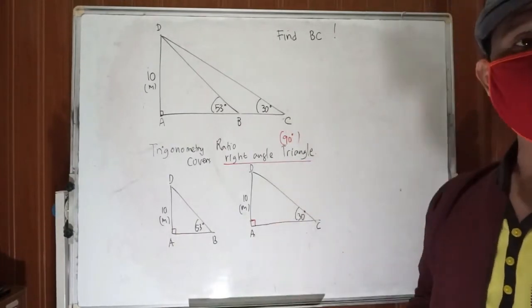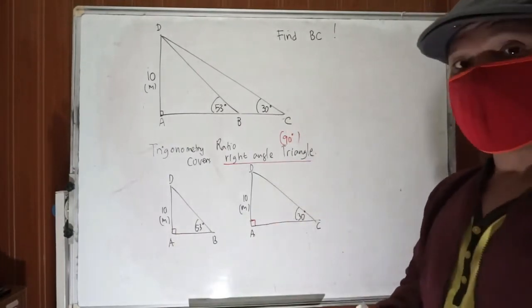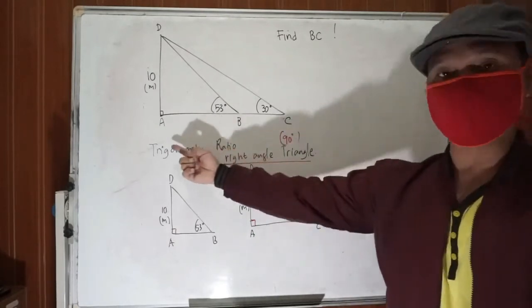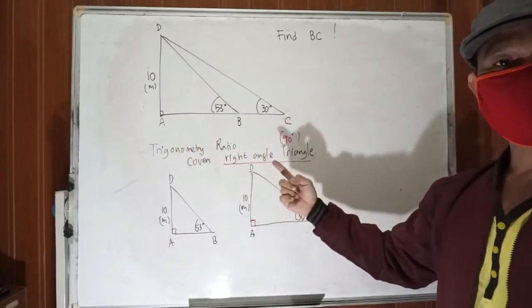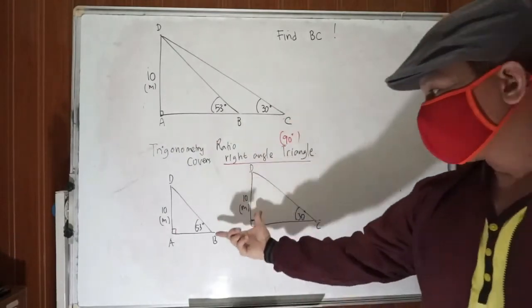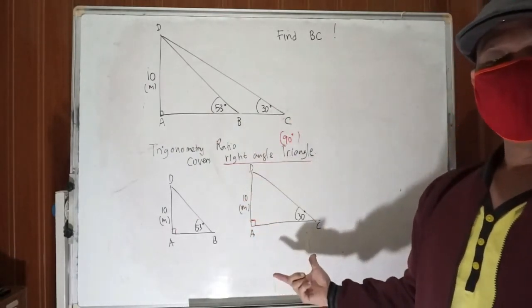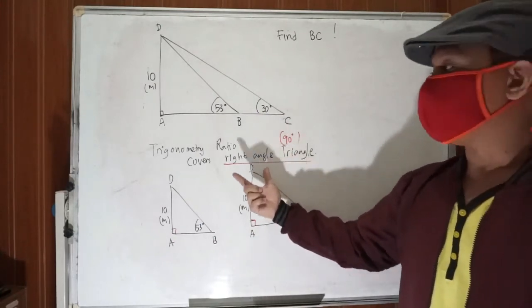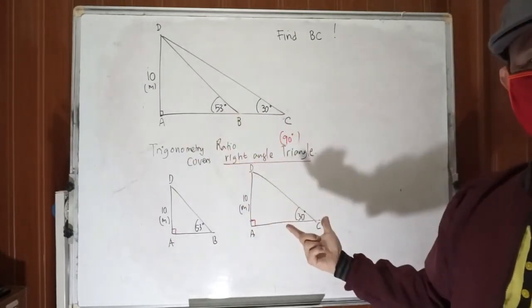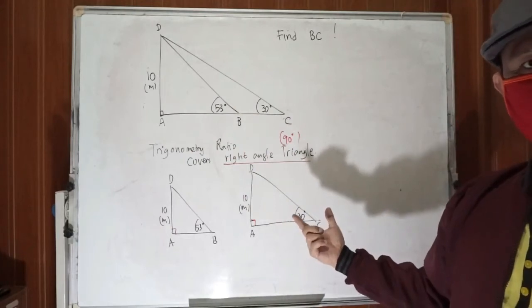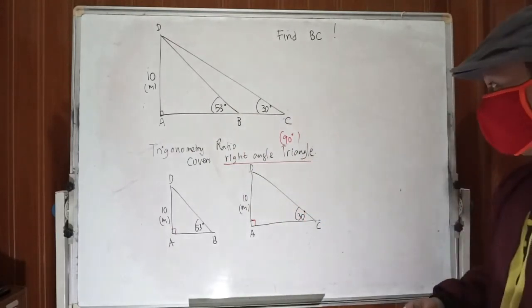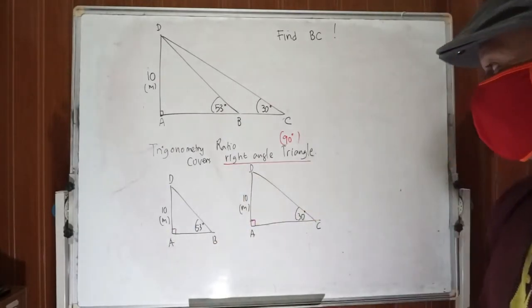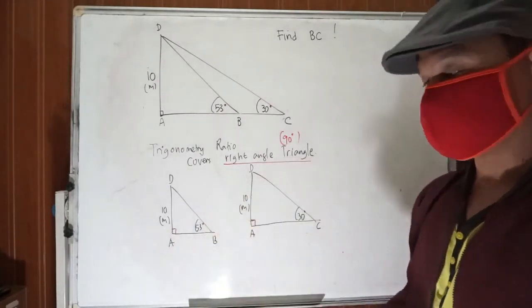So this information satisfies the requirements of trigonometric ratio. Once again, this information satisfies the requirements of trigonometric ratio. Clear? Okay, next. By using the trigonometric ratio, you're going to find AB first, right?